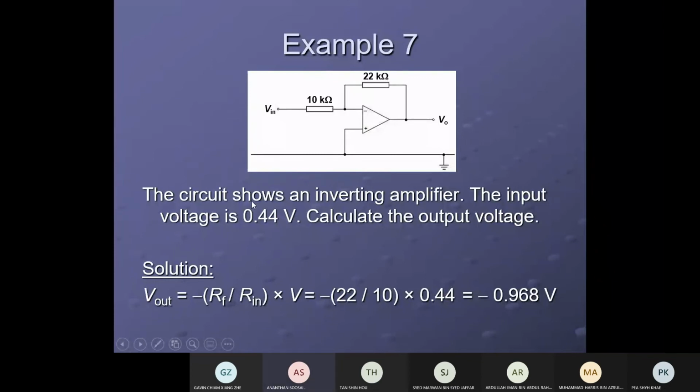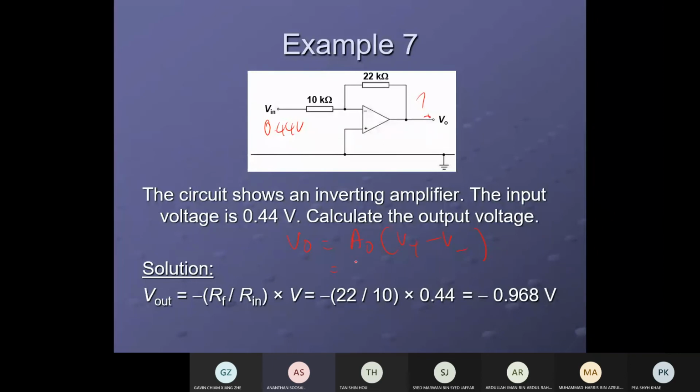Now the question says the circuit shown is an inverting amplifier. Here they tell you it's inverting, but in the real exam they won't, so you should know. The input voltage is 0.44 volt. What is the output? Calculate the output. Output is the gain times the input, right? V out is equal to gain times V plus minus V negative. This is the original formula.